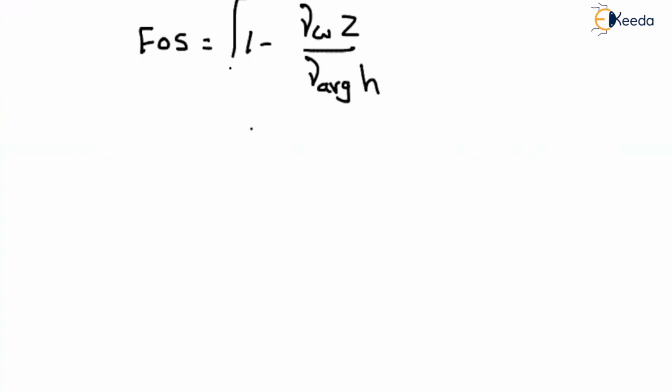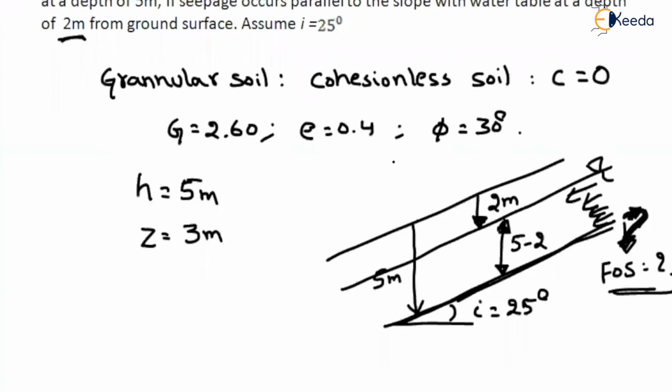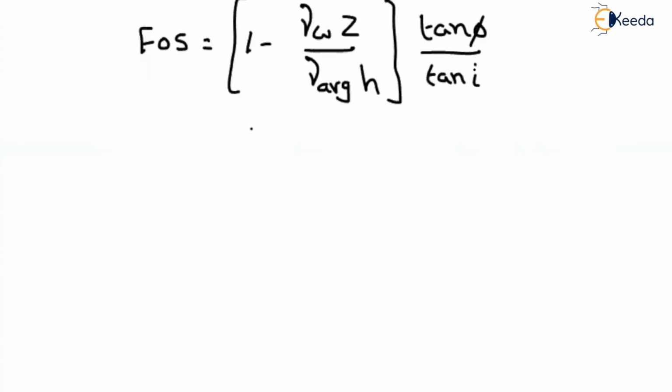If you recall the formula, for seepage, the factor of safety is written as 1 minus gamma w into Z divided by gamma average into H, into tan phi divided by tan i. What is the phi value given? Phi value given in the question is 30 degrees. The i value given is 25 degrees. H value is given as 5 meters, Z value as 3 meters, and tan phi we can find.